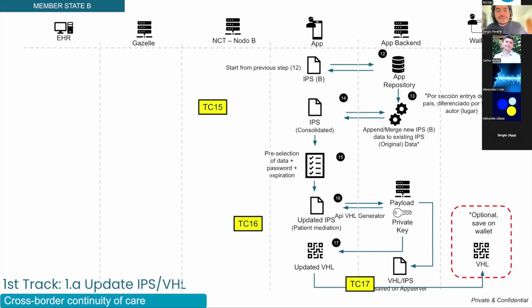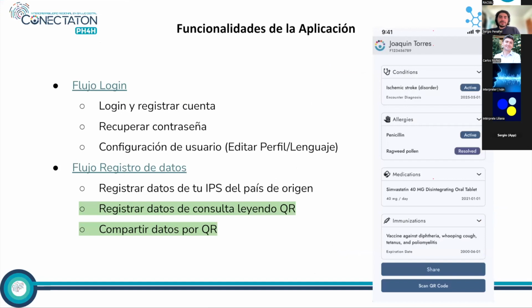So this is basically the new part. These last two slides that I have just shown you, these are the new parts that this new update brings. So you may recall, this is a slide from the previous presentation. The application, as we had originally mentioned, had a few functionalities. For example, recording the consultation data using a QR code, basically scanning it and then sharing this new data through a QR code, which is a VHL.